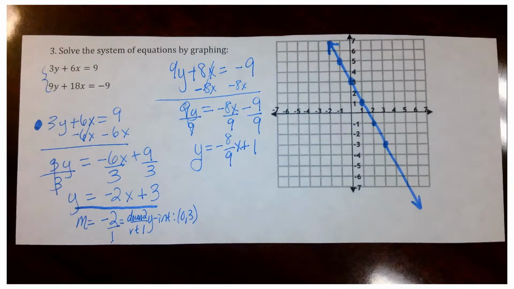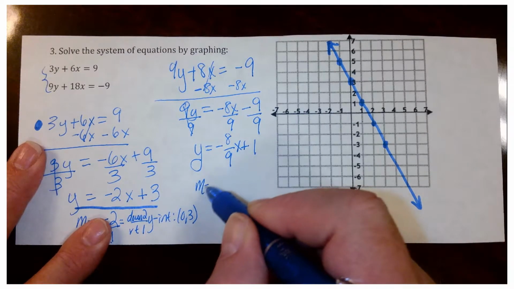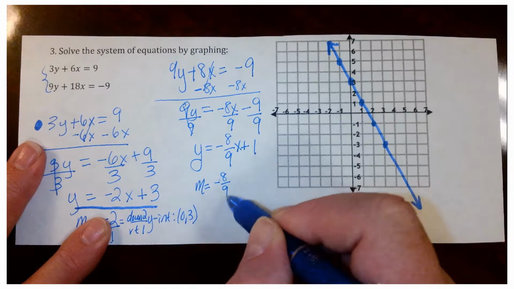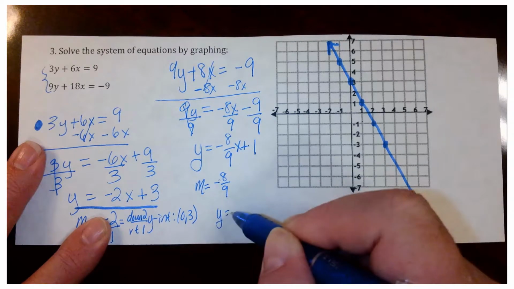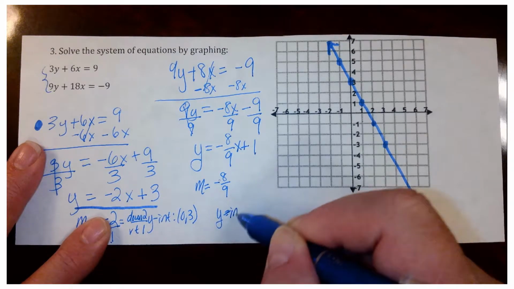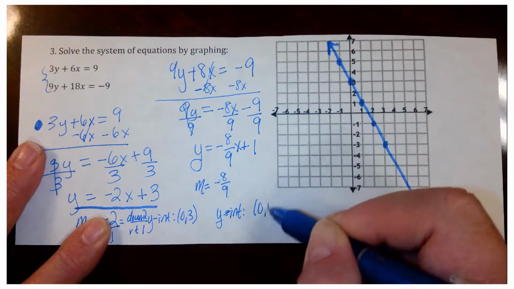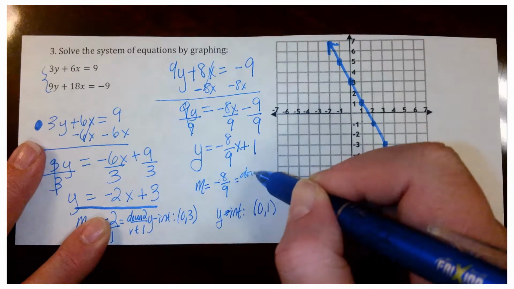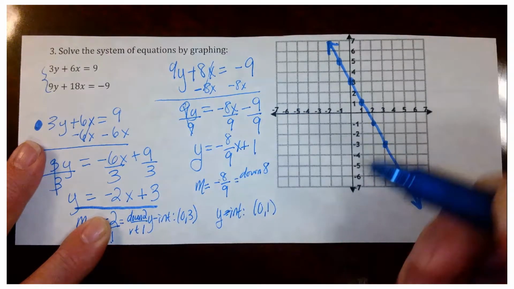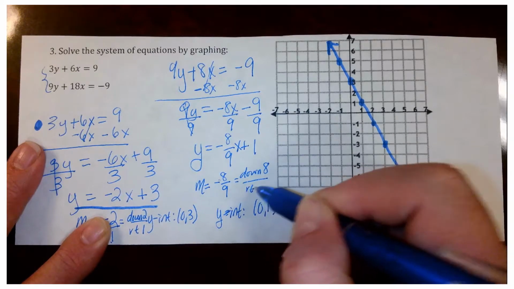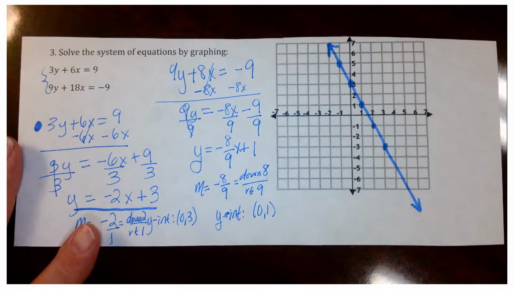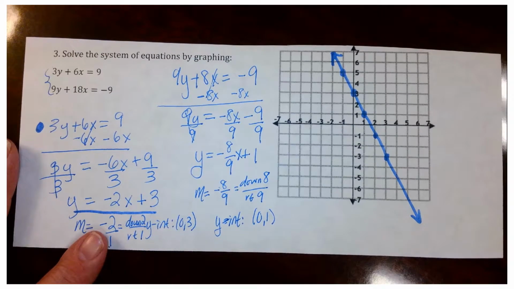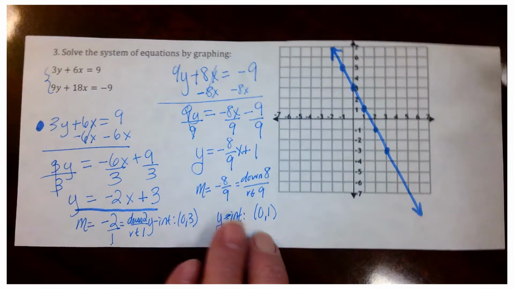Okay, again, pulling out that important information. Slope is negative 8/9. And your y-intercept is (0, 1). So again, this is going to be down 8, right 9. Let's see if this will actually even fit. We may have to adjust, but that's okay. We can make it work. All right, so y-intercept (0, 1).